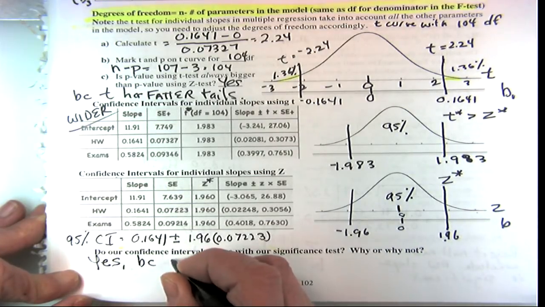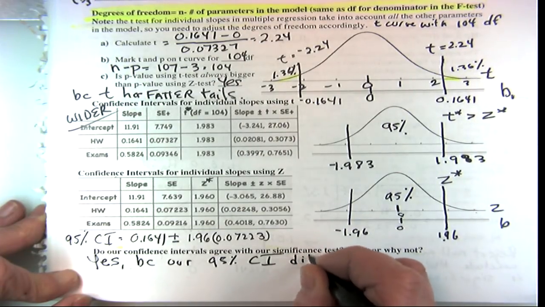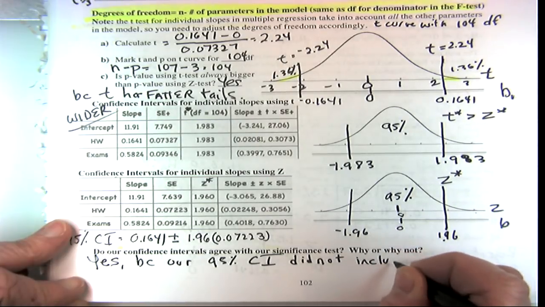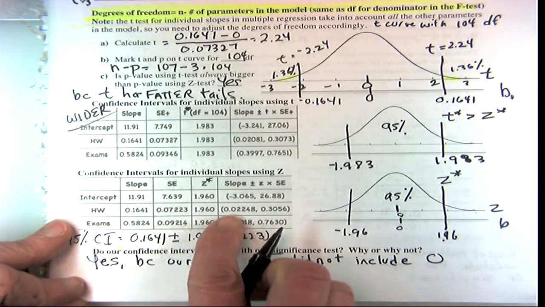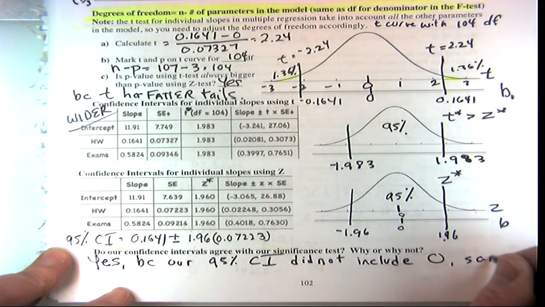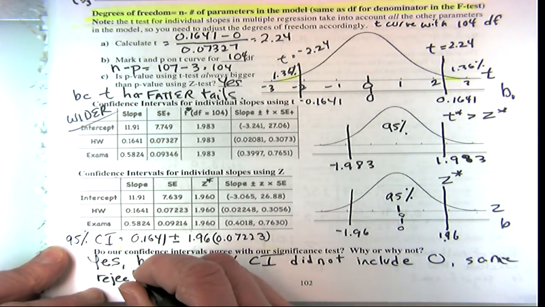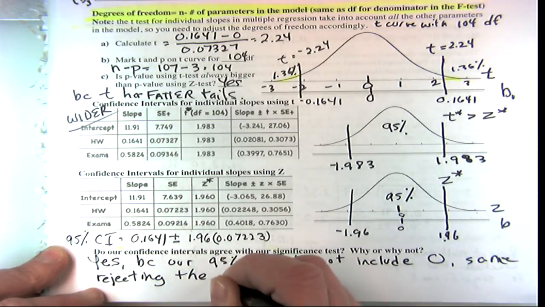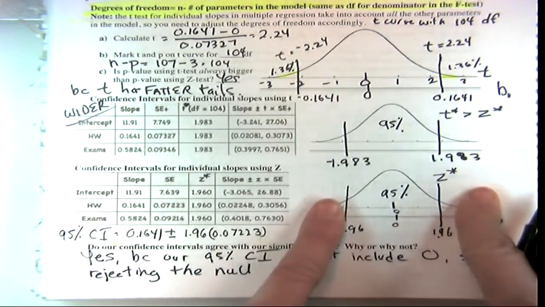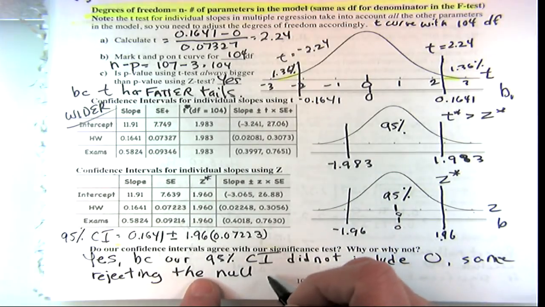Why? Because our 95% confidence interval did not include 0. It's all positive. That's logically equivalent to rejecting the null, having a p-value less than 5% at alpha equals 5% for a two-tailed test, because there's going to be 5% total, right? Rejecting the null that the slope is equal to 0.